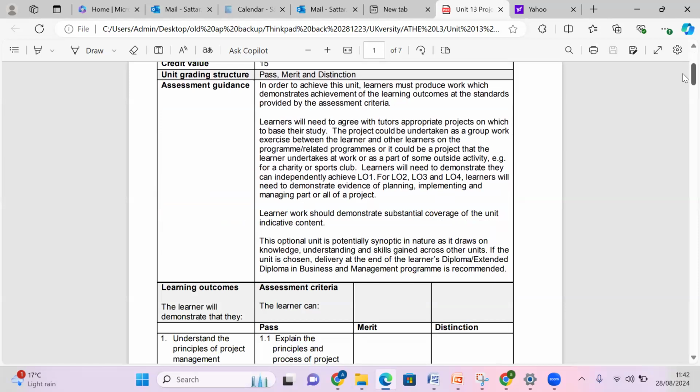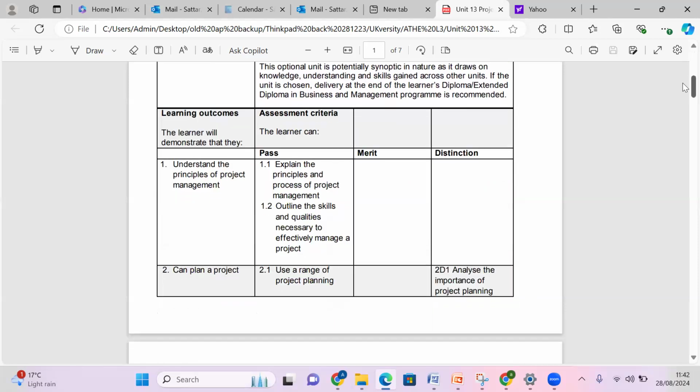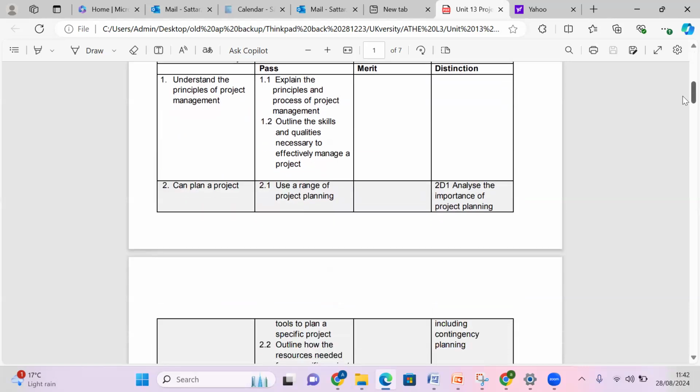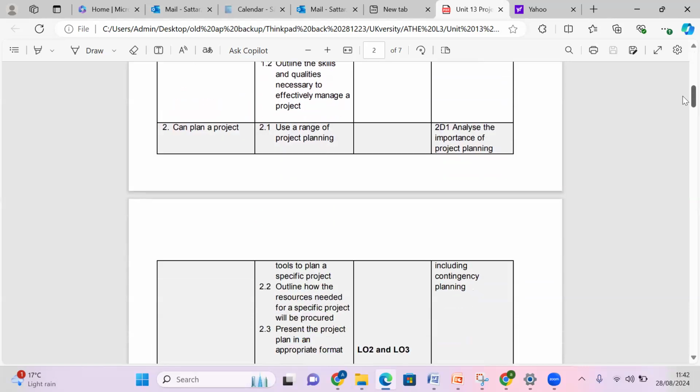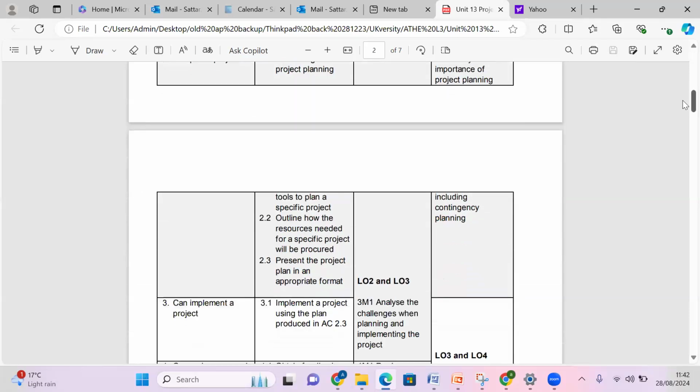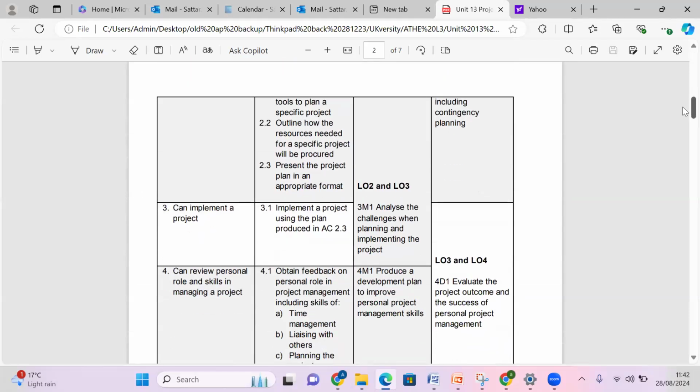We have four learning outcomes. Each lesson will go through one learning outcome. The first is to understand the principles of project management, explain the principles, and outline the skills required of a project manager. The second lesson will go through how to plan a project, the planning process of a project.